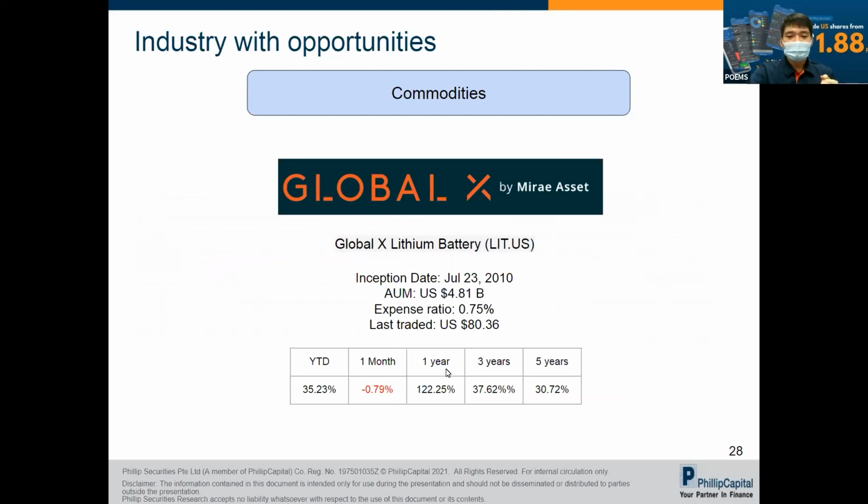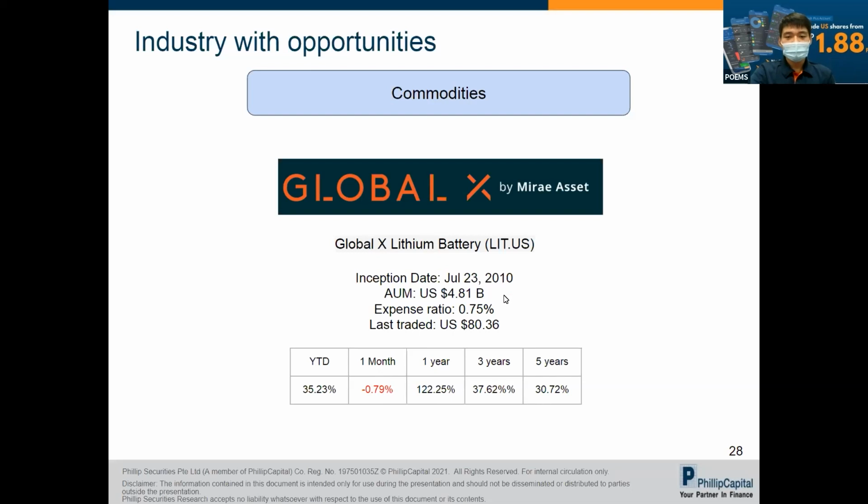And over the years, they have positive growth except for the 1 month period. Why? Because of the Chinese regulatory issue. A significant portion of the fund is in China. I'll show you the geographical allocation later on. So this explains the negative return for the 1 month period, but the rest are positive. As for the inception date, it's a rather old fund.